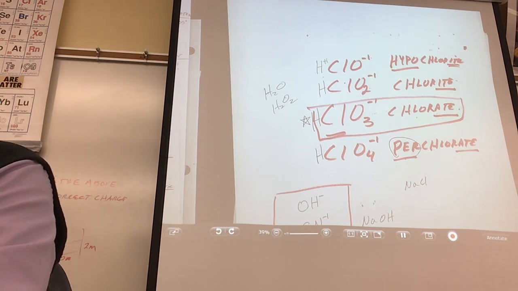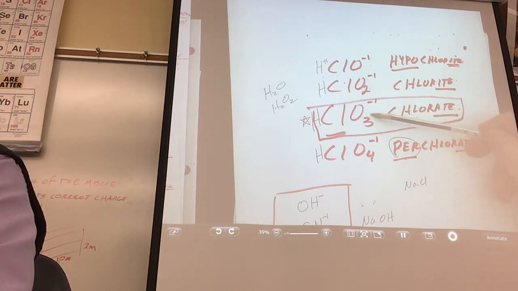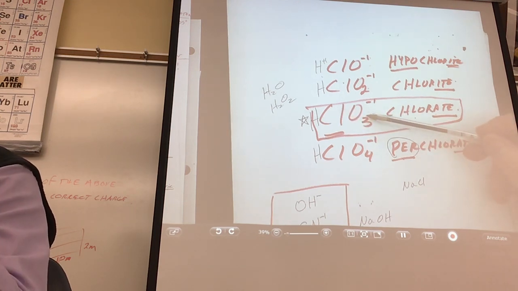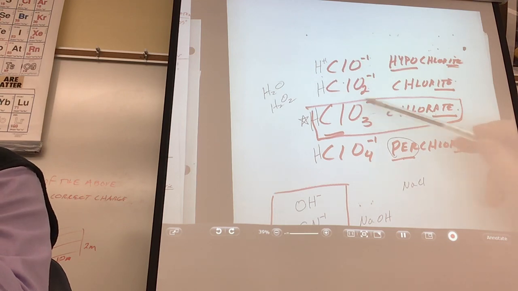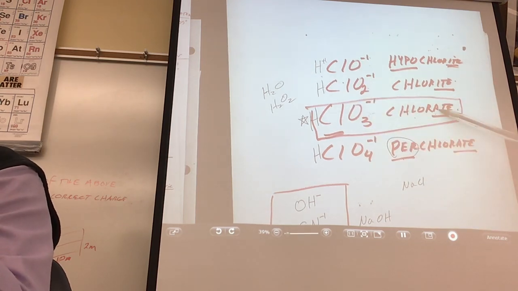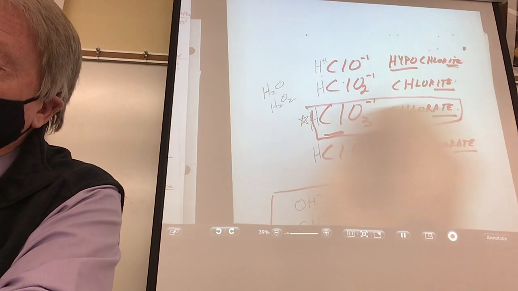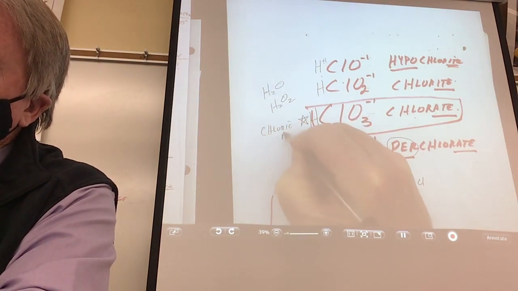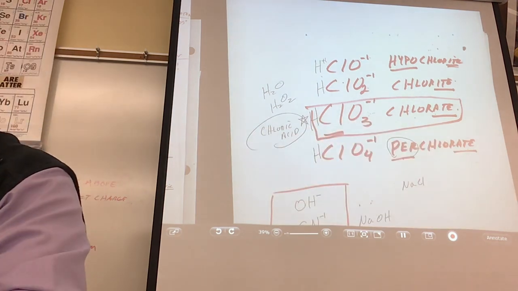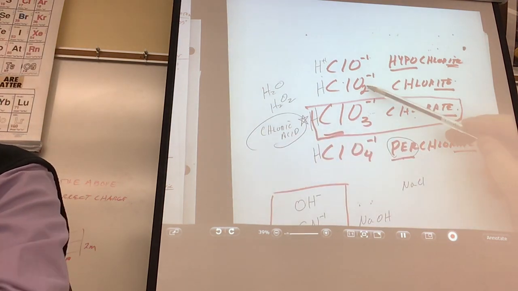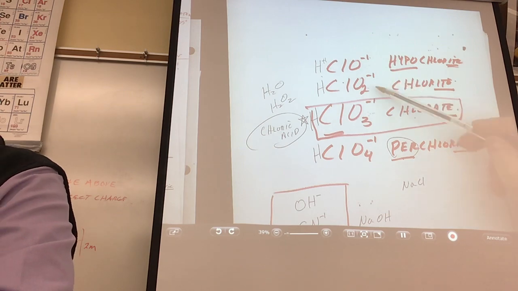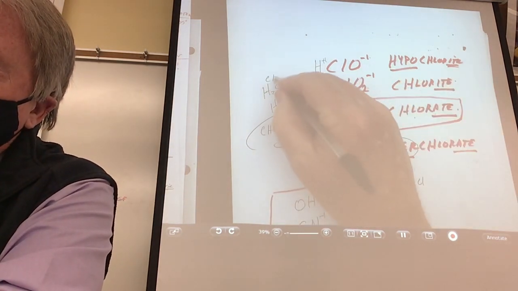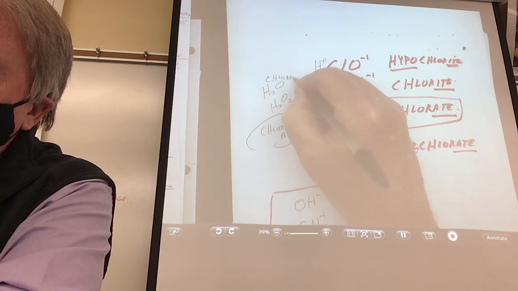What are you going to name this acid? HClO3. You have oxygen. What's the name of the polyatomic ion? Chlorate. What's the acid going to be? Chloric. Okay, I got that one down. You end in ite. What's the name of this acid? Chlorous acid.